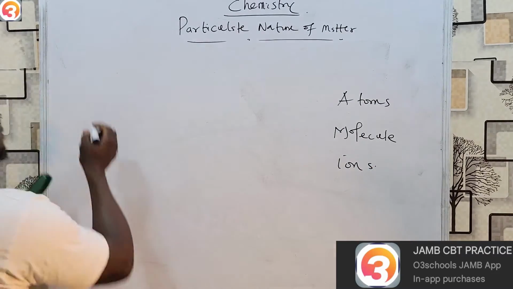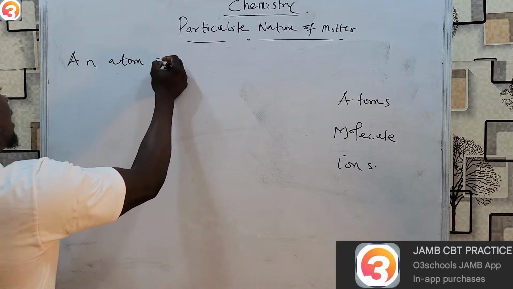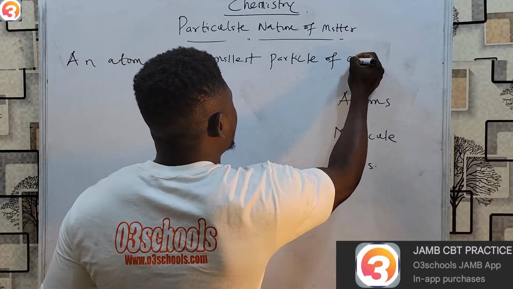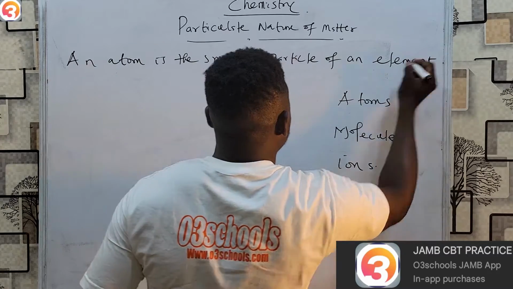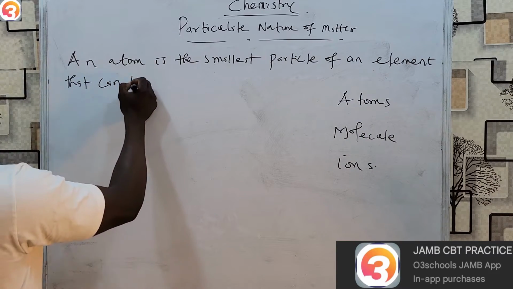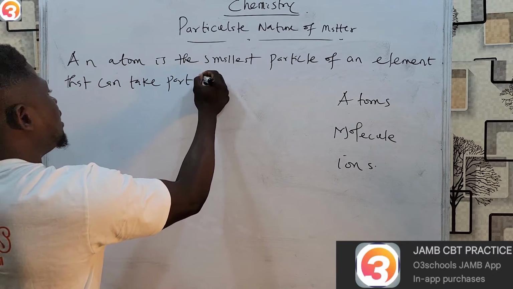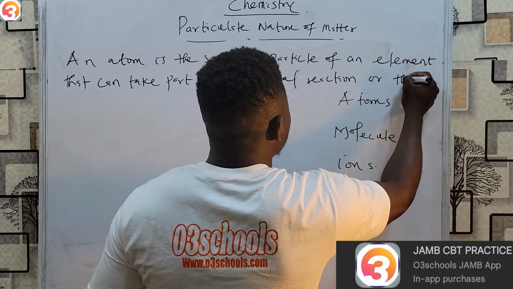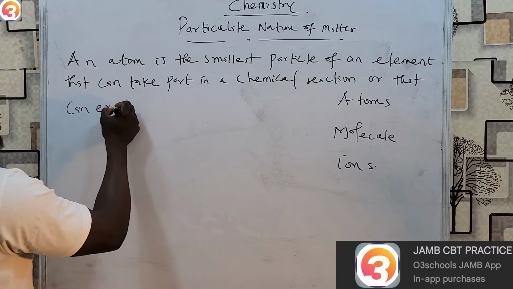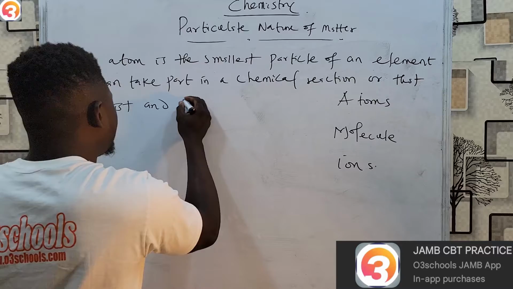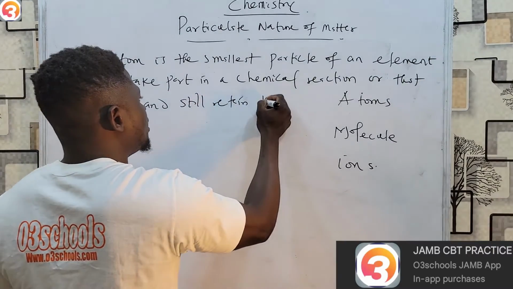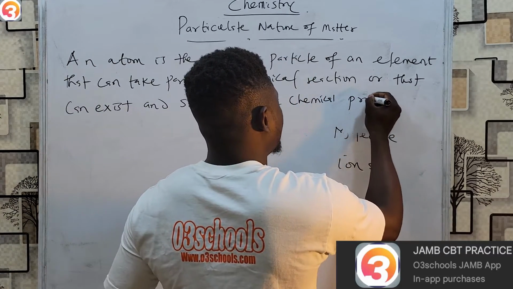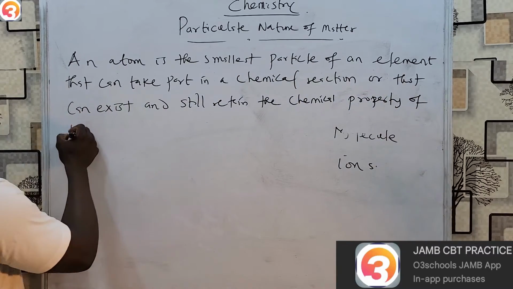So let's write it out so that it will be clear. An atom is the smallest particle of an element that can take part in a chemical reaction, or that can exist and still retain the chemical property of the element.